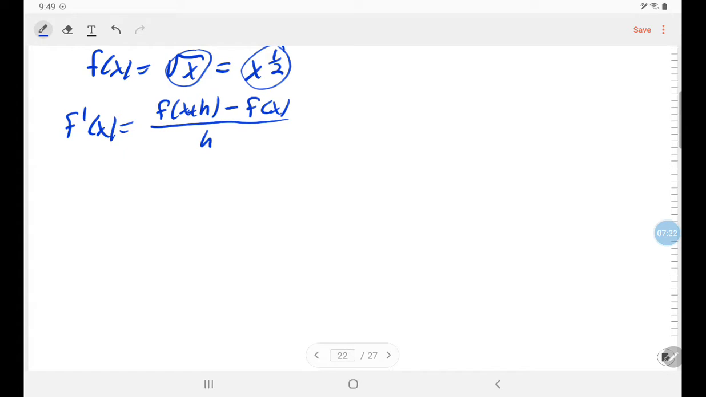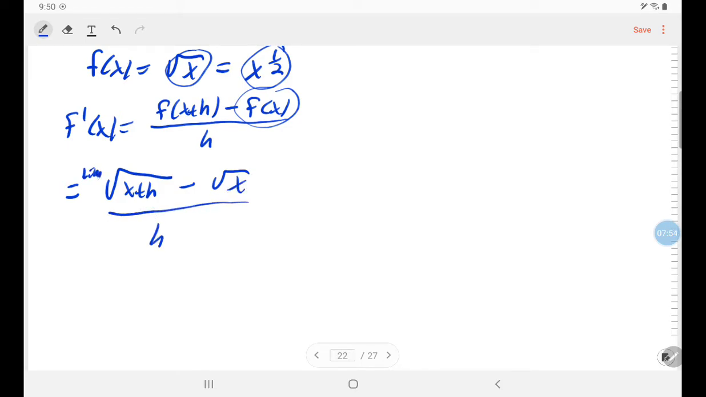The 1/2 power will come in a lot nicer when we're doing things like the power rule with rational exponents and square roots. But my f of x plus h will be square root of x plus h minus my initial function f, which is just square root of x, all over h, and that's a limit as h approaches 0. Now, if I were to plug in 0, that's going to give me that 0 over 0 form, that indeterminate form.